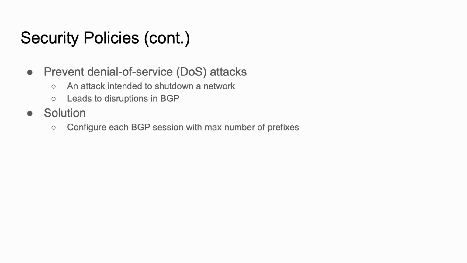Third, ISPs need to block denial of service attacks. Denial of service attacks are basically intended to shut down a network. They can overload routers with an extreme number of update messages with the intent of causing a failure due to overload. One way to prevent this is by setting a cap on the number of acceptable prefixes. In the case that the limit is exceeded, the session will be torn down.